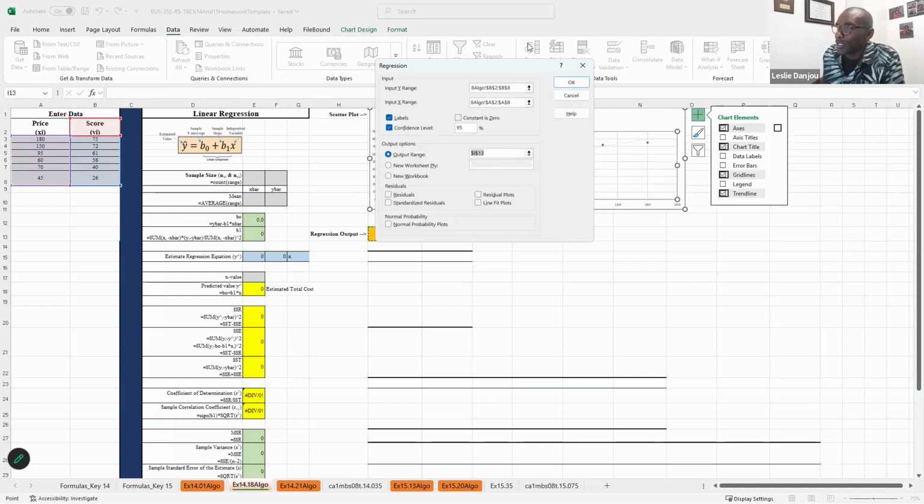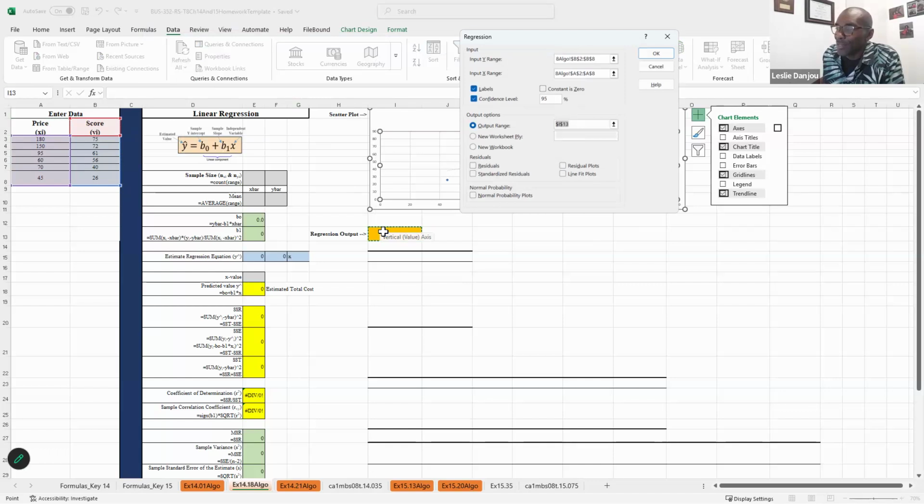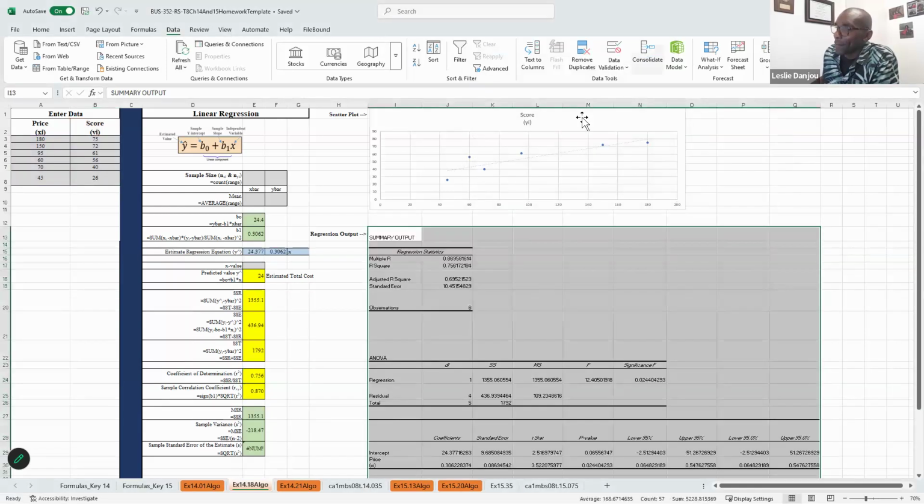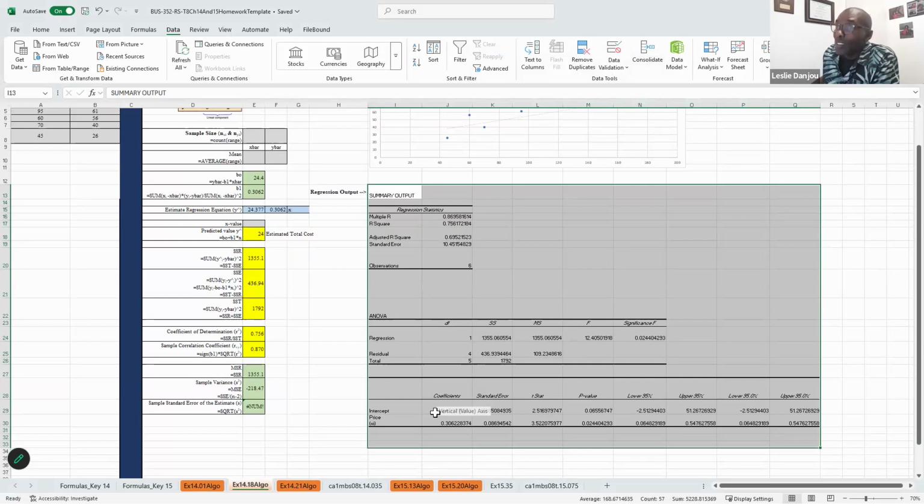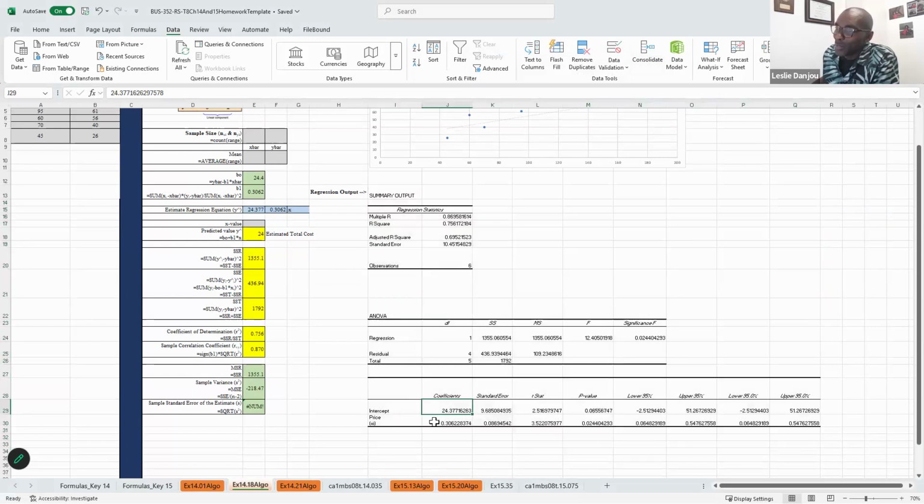And I'm going to drop this right at I13. All right, right here. It may show up like this, but ultimately you're dropping it right here. All right. So once you have that, press OK. Here is your B0. Here is your B1. All right. And for this one, here's my B0. Here's my B1. All right. Hopefully that made sense to you.